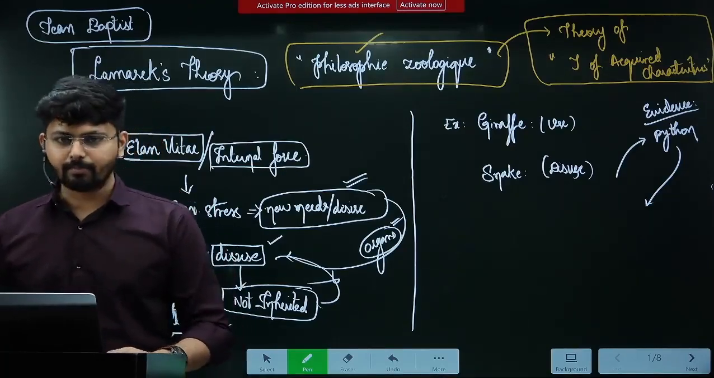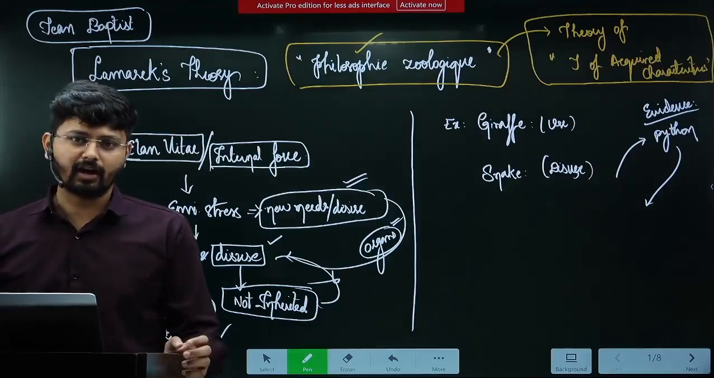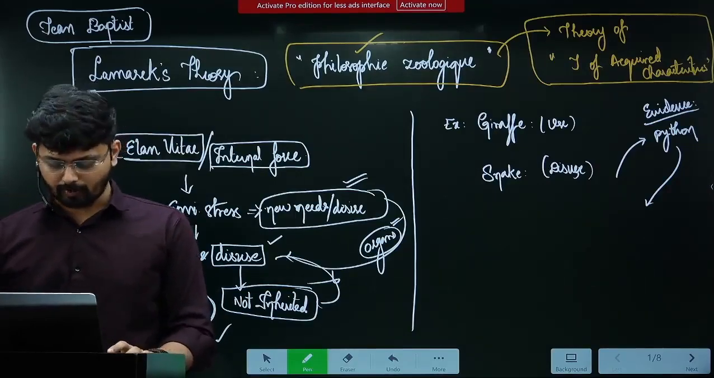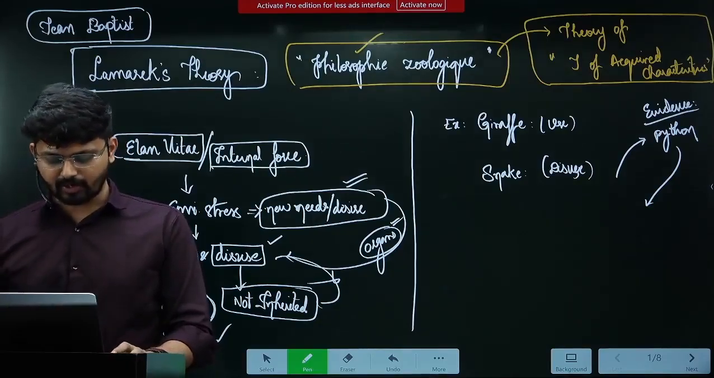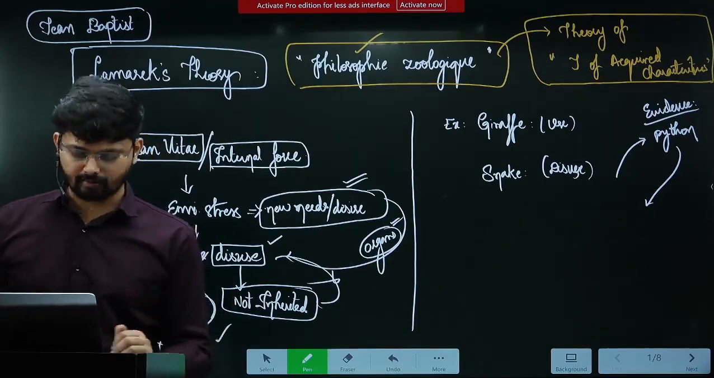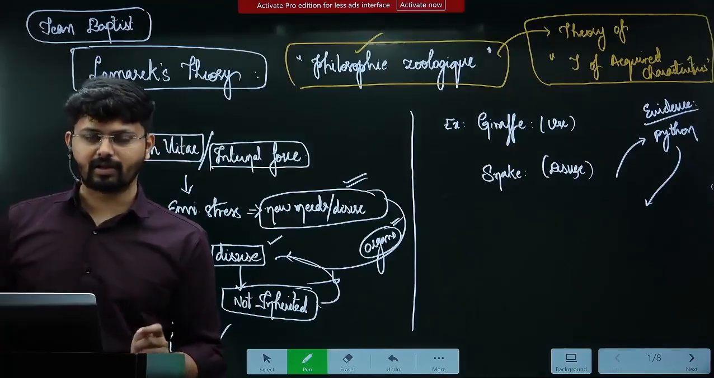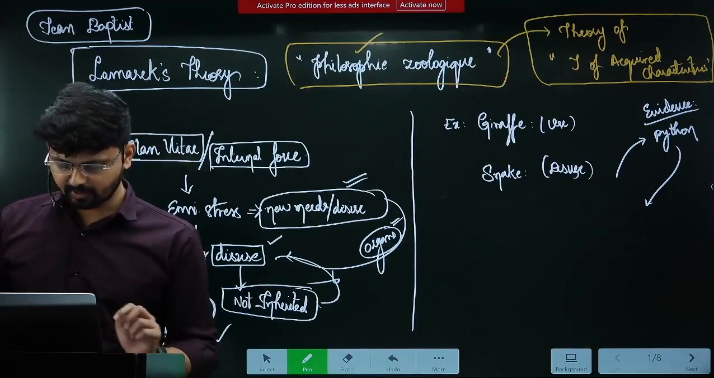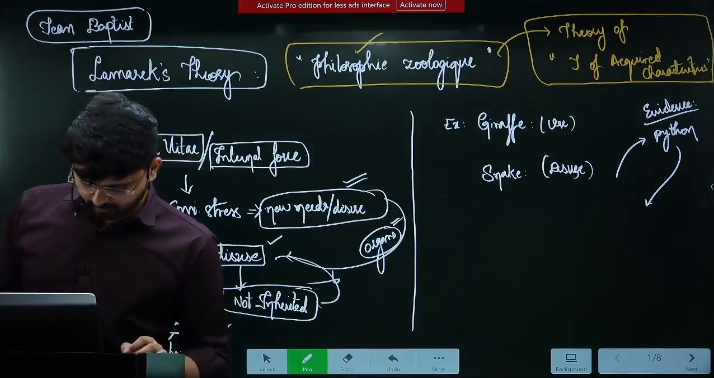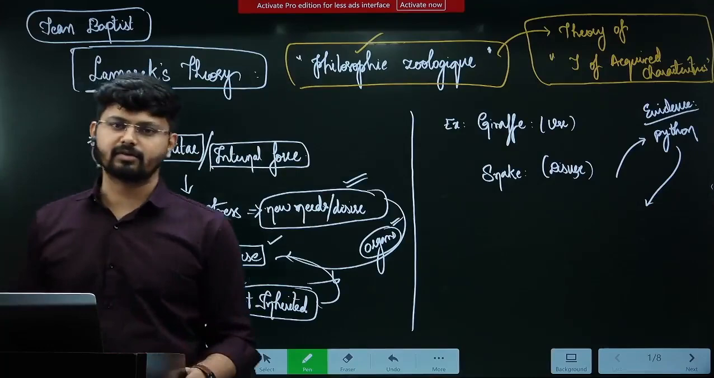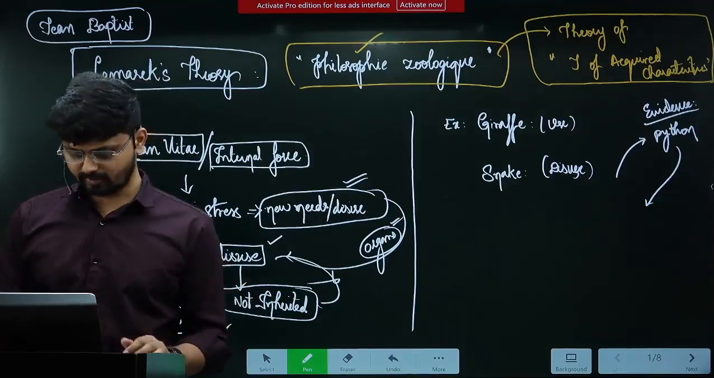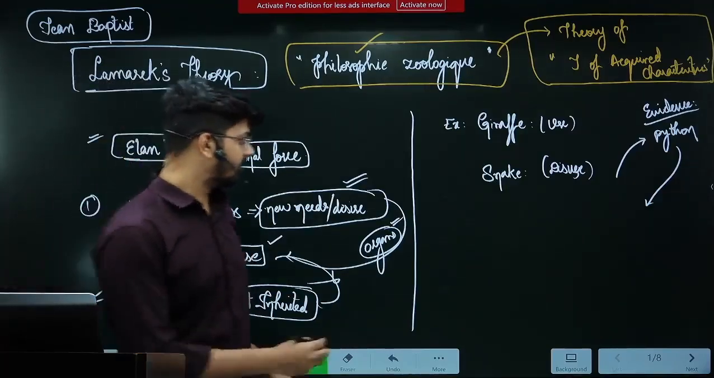Okay, long back, snakes had limbs. That means legs or hands. So long back snakes had limbs, and they were walking. As the environment changed, these animals adapted to burrowing habitats. Those which make holes in the ground and move, right? So that is known as burrowing. Okay, burrowing habitats.